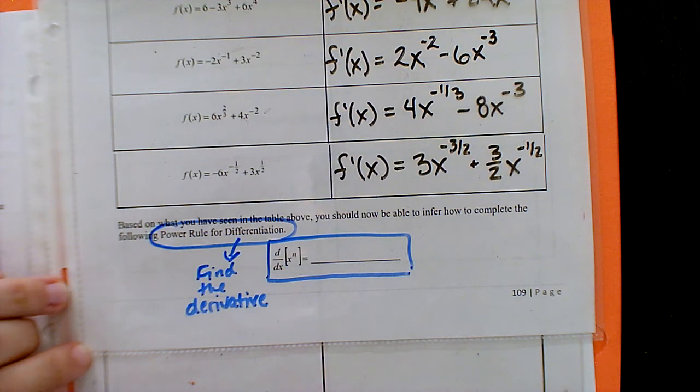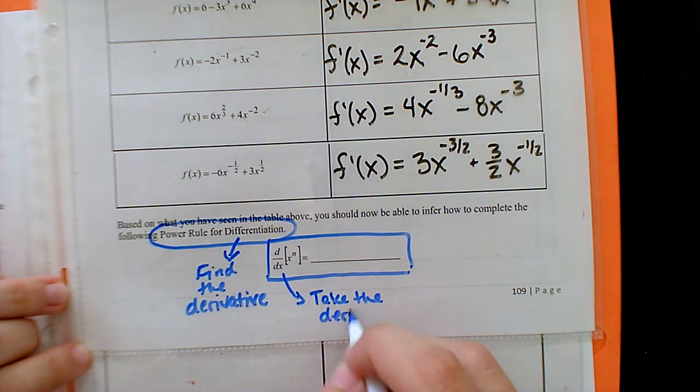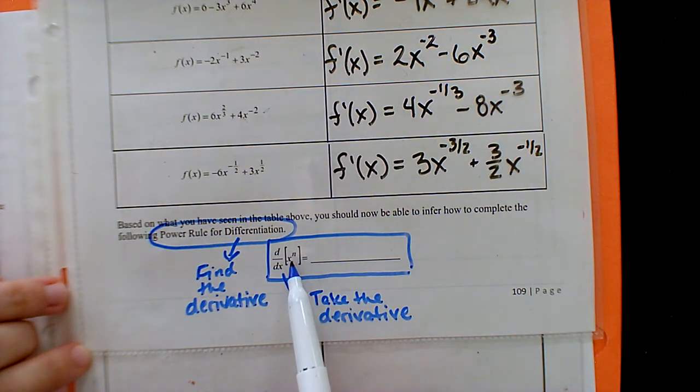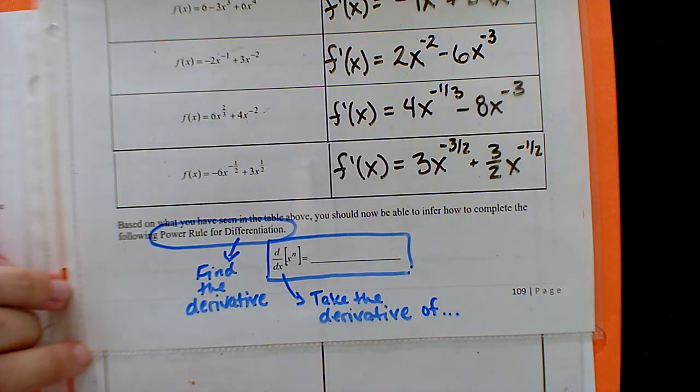Now, there's a little bit of notation here that we haven't seen yet, and we'll get to that eventually. This notation of d over dx is telling you to take the derivative or find the derivative. So we're specifically going to find the derivative of this x to the n function. So can we write this power rule in this general term? If you had x to the n, what would the derivative look like?